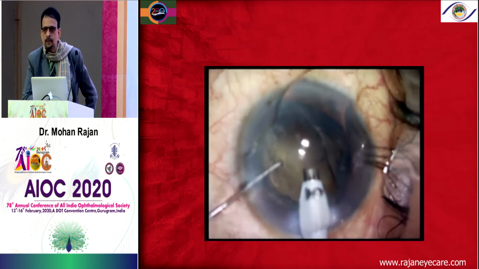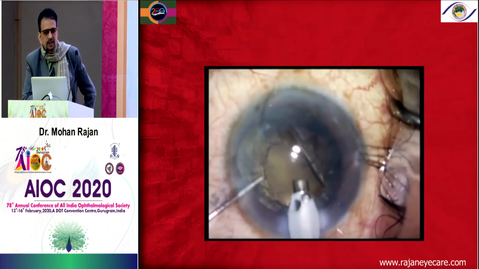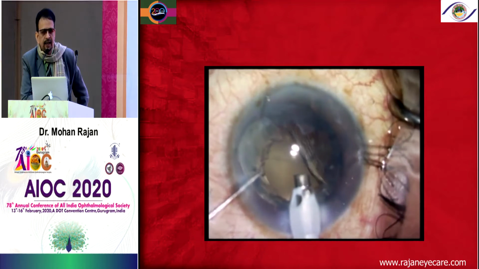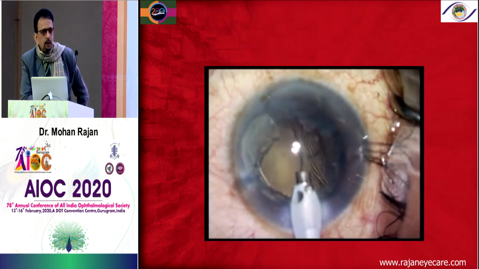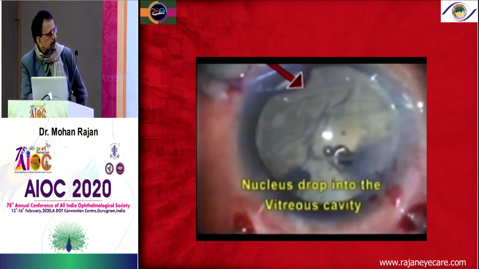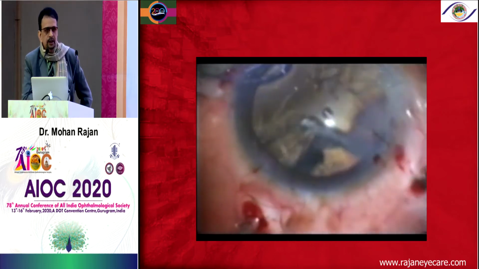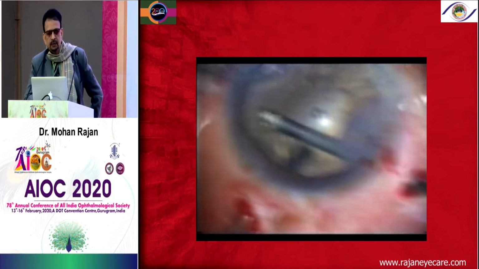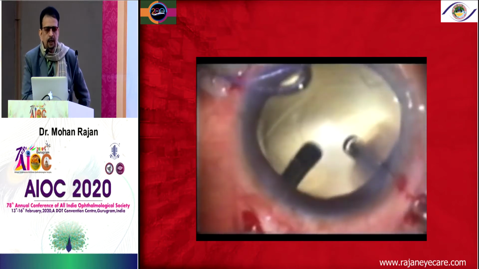Don't chase it. Absolutely, don't chase it. If you chase it, then you will end up in a giant retinal tear. Okay, and all these medico-legal problems can occur. So if you are an anterior segment surgeon, clean up the anterior segment, remove the cortex, remove the epinucleus, remove the vitreous which is there in the anterior chamber, and go ahead and put a lens as well.